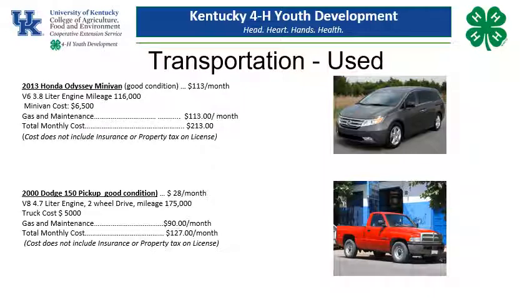Another option you may look at is a 2000 Dodge pickup truck. It's in good condition. It does have 175,000 miles on it. It's only a two-wheel drive, but it is a V8. The truck costs $5,000, and gas and maintenance is $90 for it. So the total cost for the 2000 Dodge pickup truck is $127 a month. This again does not include insurance or property taxes on this vehicle.